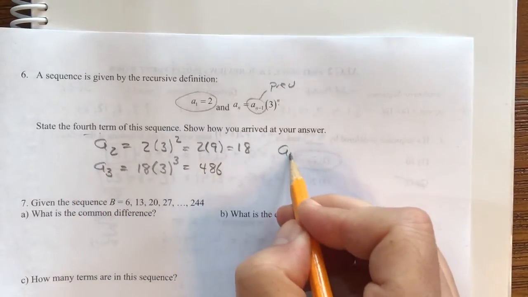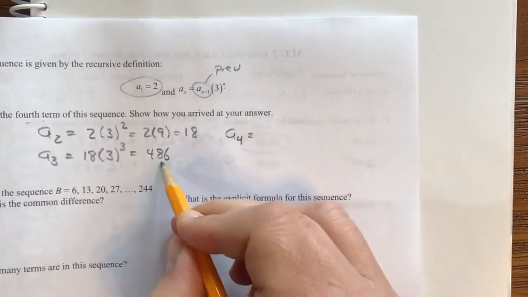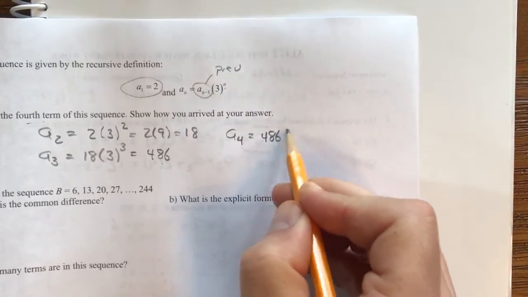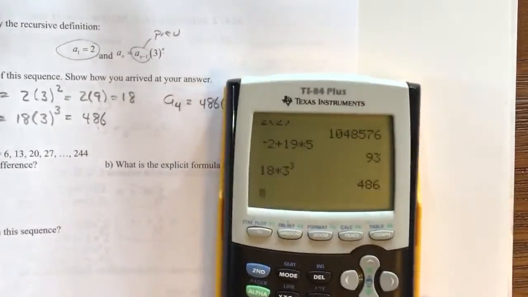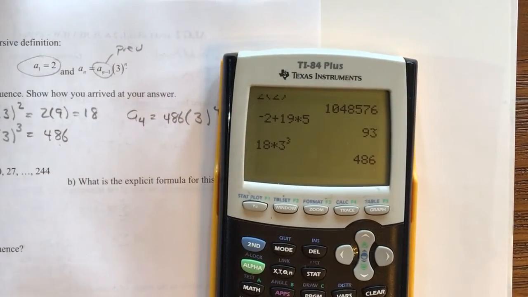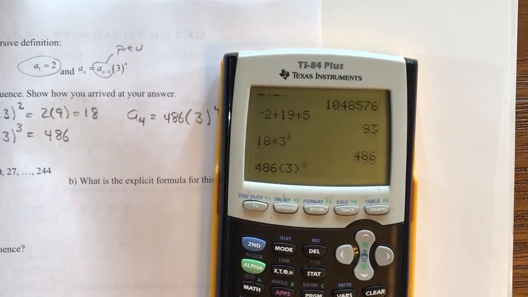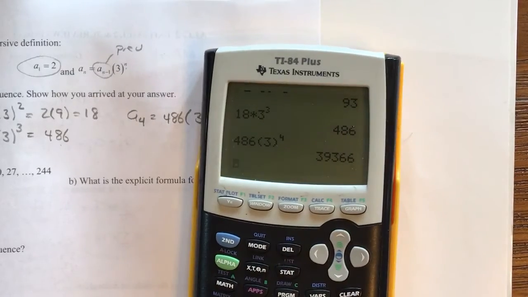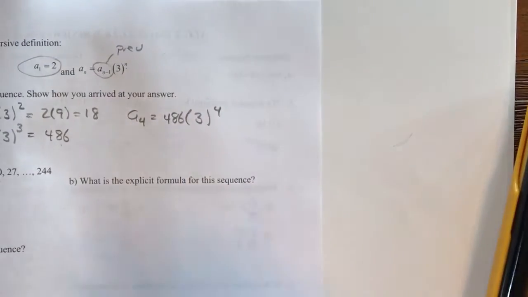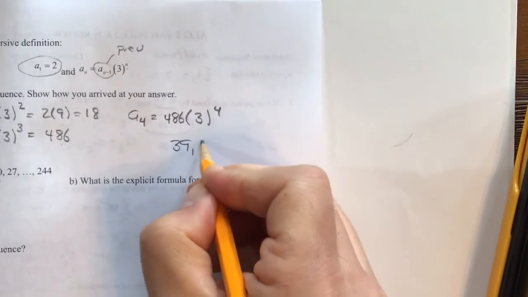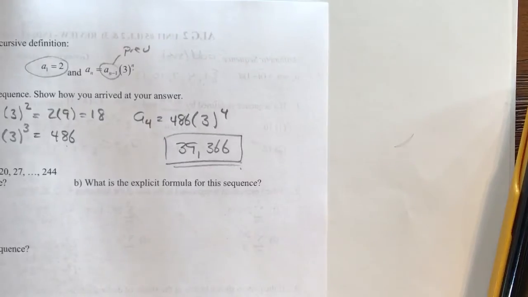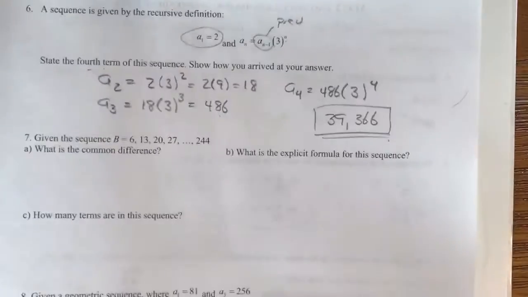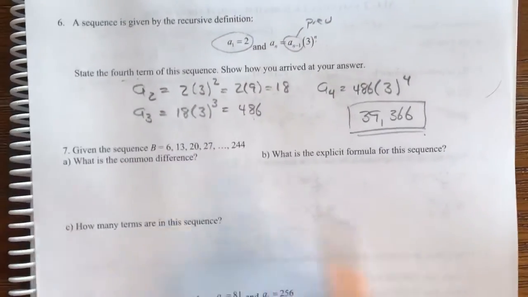One more. So the fourth term is going to be the previous term, 486. 3 raised to the fourth power is going to be large. So 486 parentheses 3 raised to the fourth. 39,366. Here's the fourth term. Obviously not geometric or arithmetic, crazy sequence.